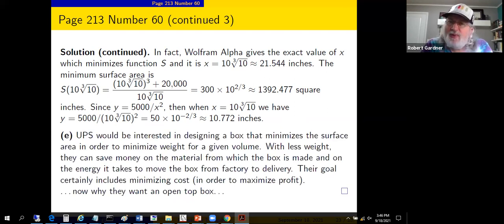Why would UPS be interested in this? To minimize weight by minimizing the amount of cardboard they use, for example. Minimize materials to minimize the cost of producing such a box. So minimization of weight, minimization of material. You're going to fill this box and move it across the country, so the weight of it impacts the fuel spent in moving it. So for reasons such as that, really to minimize cost. Why do you want to have an open top box? I've got no clue on that. Maybe it's some kind of crate that they're stuffing other boxes in. But that's the problem they gave us.